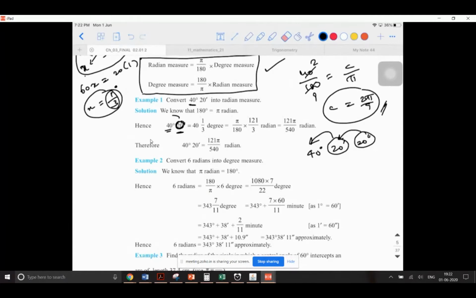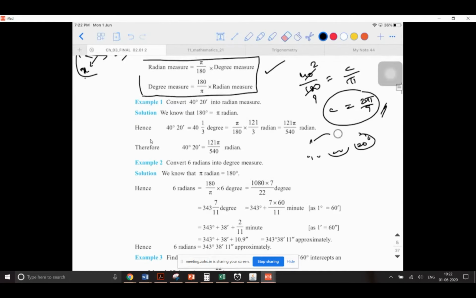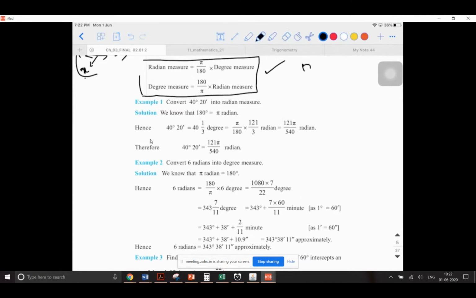Okay. So how to do it? See, 6 radian is supposed to be converted to degree measure. Again, I'm going to use the same formula. Degree divided by 180 is equal to radian divided by pi. So 6 radians is given. So degree divided by 180 is equal to 6 by pi. So degree will be equal to 180 divided by pi into radian, that is 6. Okay, so you multiply it.